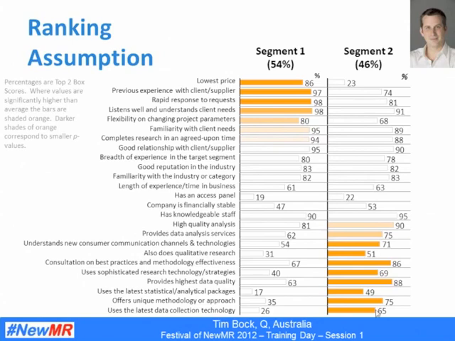Looking at segment 2, down here we can see that it's skewing in terms of attributes like high quality analysis, data analysis services, using sophisticated techniques, high quality data. And so the researchers in segment 2 are those who believe that clients are more interested in high technical quality of the research.